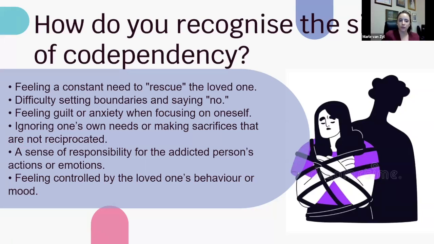So how do we recognize the signs of codependency? Some of the signs would be feeling a constant need to rescue that person, your loved one, difficulty setting boundaries and saying no, feeling guilty or having anxiety when focusing on oneself, ignoring one's own needs or making sacrifices that are not reciprocated, a sense of responsibility for the addicted person's actions or emotions, and then feeling controlled by the loved one's behavior or mood.